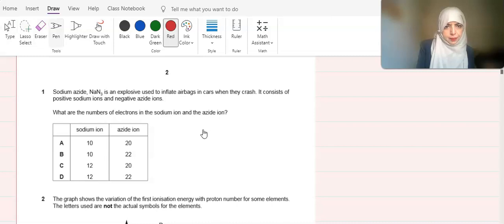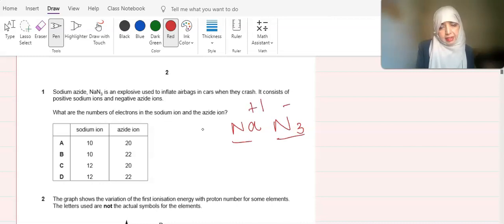See, they have already told you sodium ion and azide ion. So you know sodium ion carries 1 plus charge, so definitely azide ion will carry 1 minus because we have the formula NaN3, so they will be cancelled out. So now sodium's proton number is 11, and when it becomes an ion it becomes 10, right? So 11 minus 1, you have 10 electrons in sodium ion.